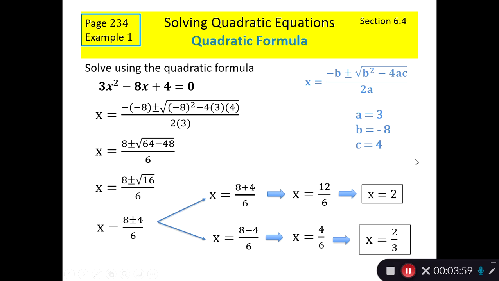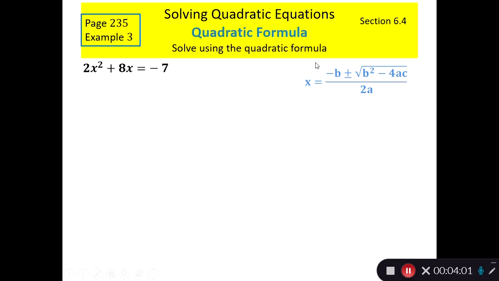Going on, we have the formula. We come over here. 2x squared plus 8x equals negative 7. This is not 0. It has to equal 0. So to make this 0, we have to add the 7 back. So add 7 to both sides. And now you have the new quadratic equation equals 0.